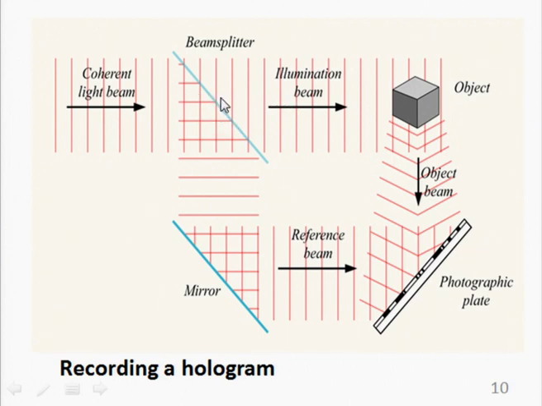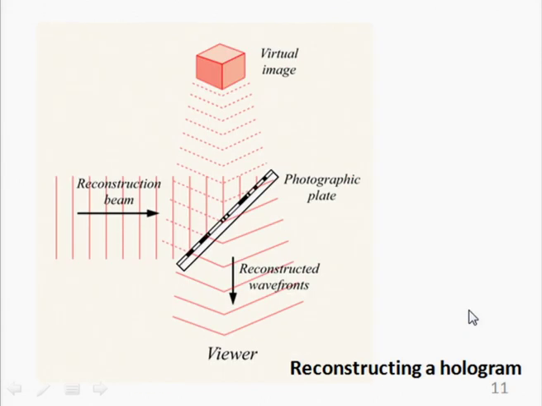A light beam falls on this and splits; part of it is reflected down, part of it is transmitted through. The reflected one falls on a mirror arranged at a suitable angle, gets reflected, and falls on the photographic plate as a reference beam. The transmitted beam illuminates the object, so you call it the illumination beam. It falls on the object, and from the object it falls on the photographic plate. We call it the object beam or object wave. So, a reference wave and an object wave, two things must fall on a photographic plate. This is how it is recorded.